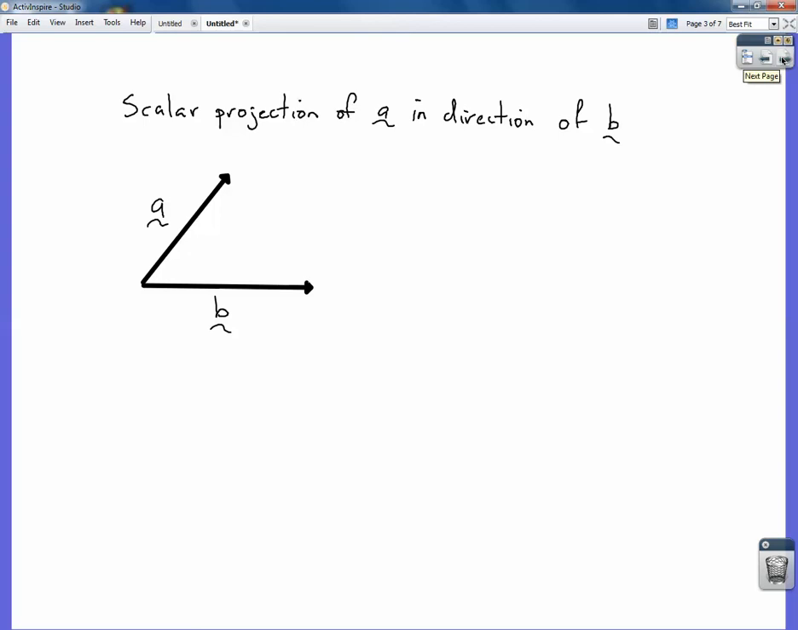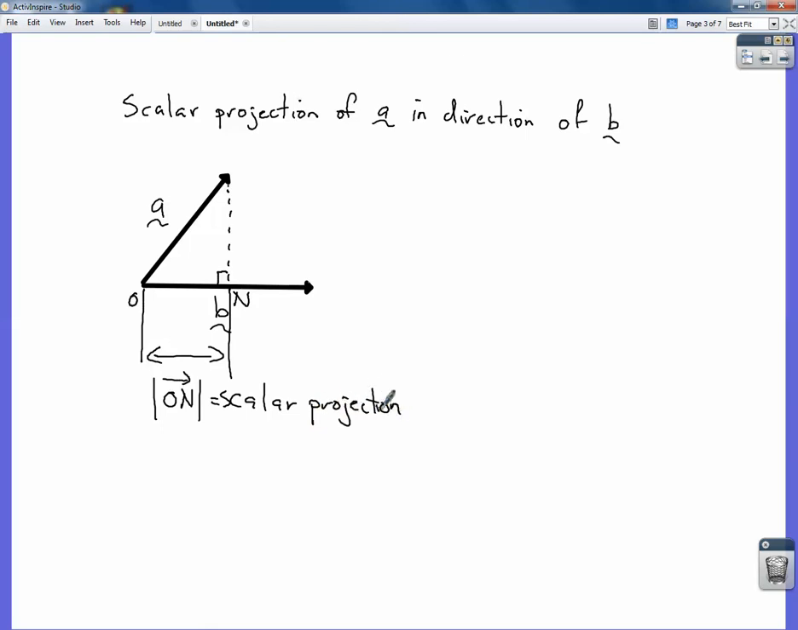Here's a scalar projection of A in the direction of B. So we've got A, we've got B. If I just drop down my right angle there, the scalar projection is this distance here, let's call that O and that's N. The magnitude of that distance is the scalar projection of A onto B. How do we work that out? Well, we use our dot product. It's A dot B hat, B hat being a unit vector in the B direction. That gives us the magnitude of ON in the B direction.